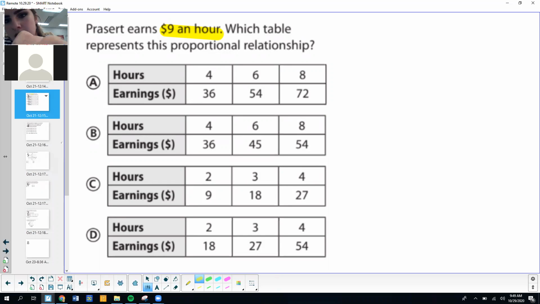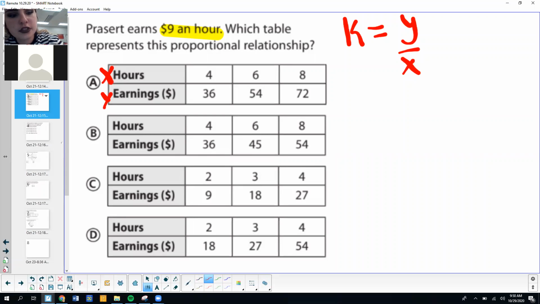Oh gosh, sorry, I forgot I had my highlighter still on. So k equals y over x. Well, in this case, we've got $9, and looking at each of these tables, I'm going to label x and y on all of them. So $9 an hour, so $9 per 1 hour. That is our constant of proportionality for what Presert earns in an hour. So we want to figure out which of these tables represents that.